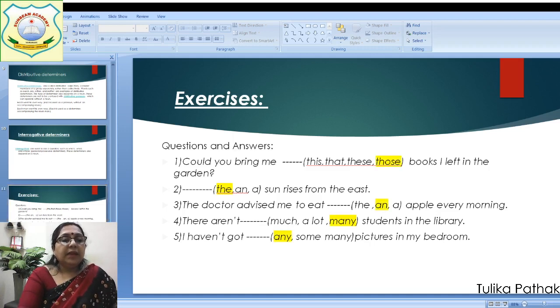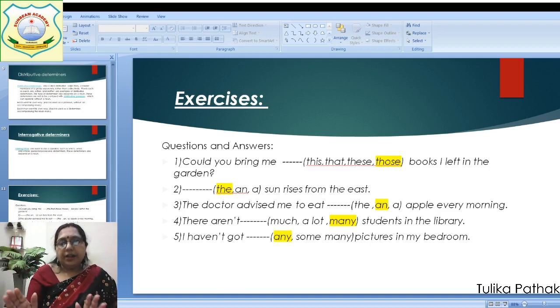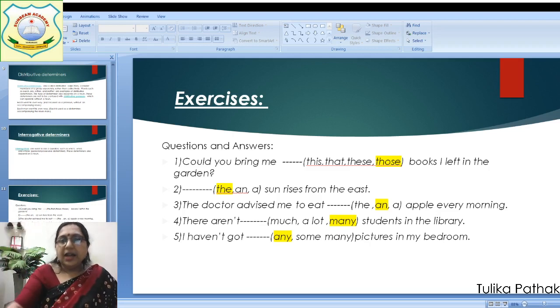I think by now you have done it, children. So I'm here again with my answers. Could you bring me those books which I left in the garden? So garden is a place at a distance. You're not in the garden at that time. So the determiner those will be used. All right. Now the sun rises from the east. The is the definite article.